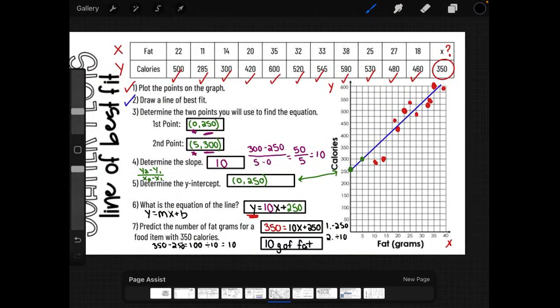If we look at our line of best fit, so we just said for 10 grams of fat, so 10 on the x-axis, and then up to 350 calories, that would be right here, which is on our line. So our line of best fit fits this data.